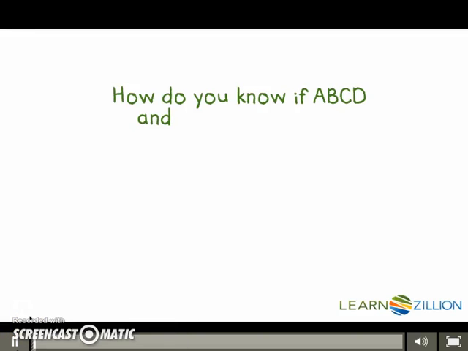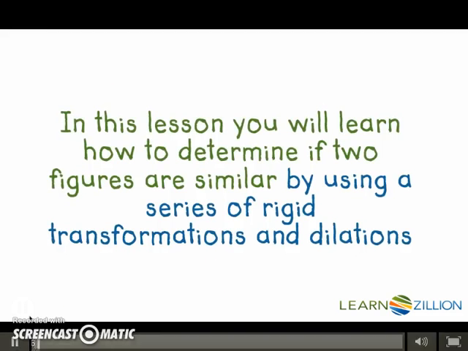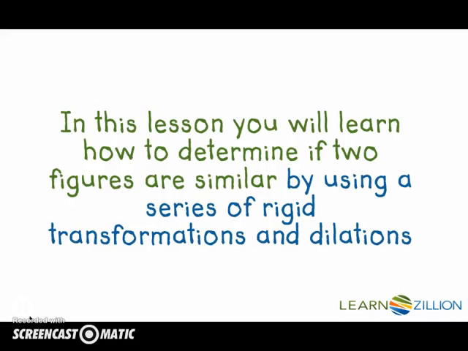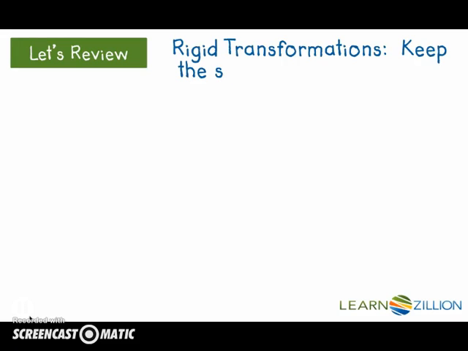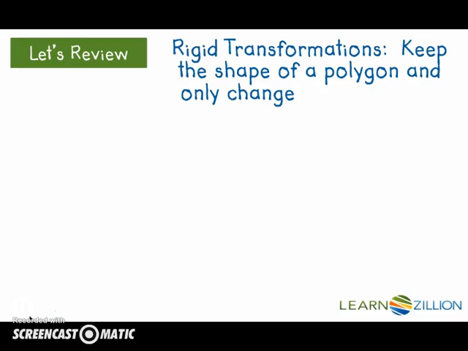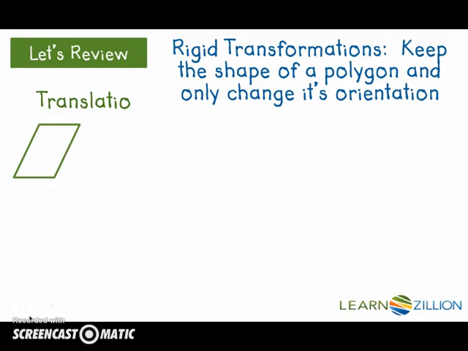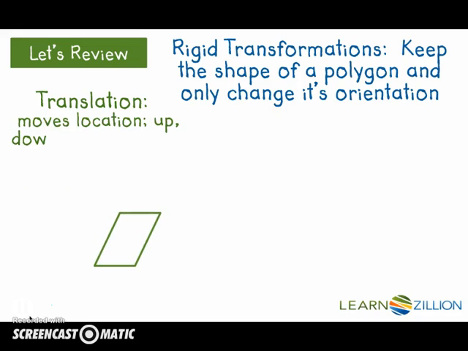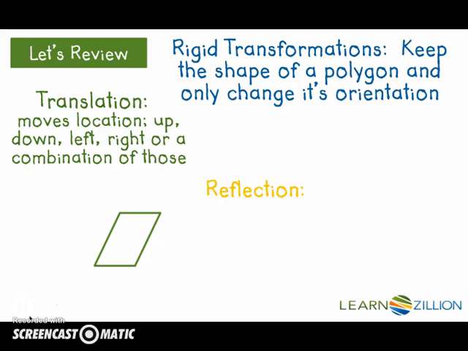How do you know if ABCD and EFGH are similar? In this lesson, you'll learn how to determine if two figures are similar by using a series of rigid transformations and dilations. Let's review. Rigid transformations keep the shape of a polygon and only change its orientation. So far, we've learned about three rigid transformations. The first one is a translation, which moves the location up, down, left, or a combination of any of those. The second one is a reflection, and a reflection flips the shape over a line of symmetry.